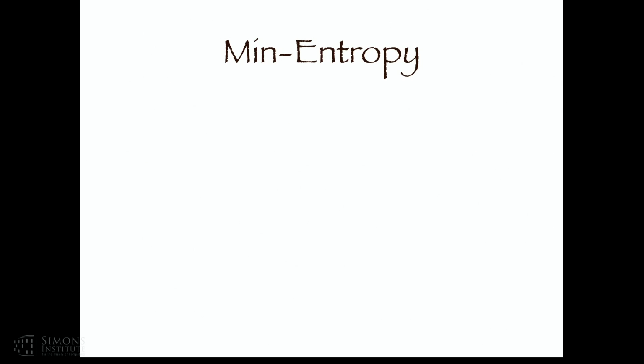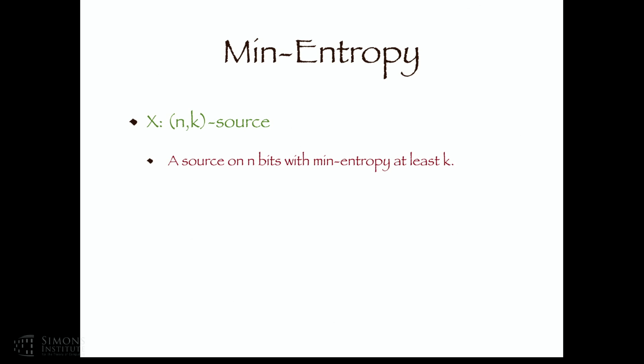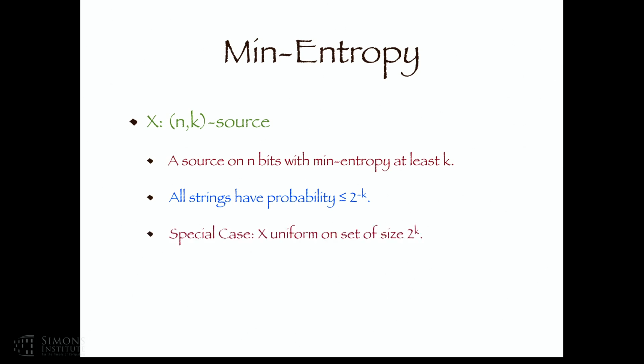Some more intuition about min-entropy. We'll be dealing with n, k sources. These are distributions on n bits with min-entropy at least k. What this means is that x places weight at most 2 to the minus k on any input in its support. A special case is if x is uniform on some unknown subset of size 2 to the k. It takes each element in this set with probability 2 to the minus k, so by definition, it's an n, k source.